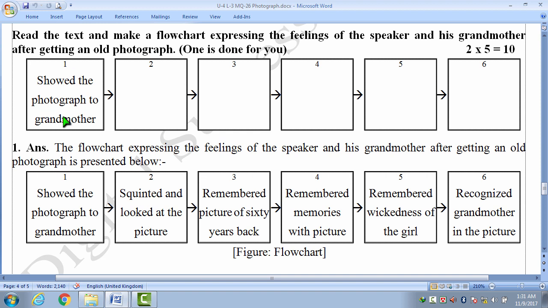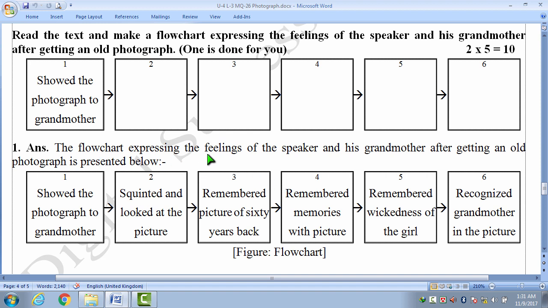In the first box, the teacher has given the information, showed the photograph to grandmother. অর্থাৎ প্রেডিকেট পদ্ধতিতে তথ্যটা দেওয়া হয়েছে। So আমরা আনসারটা সবগুলো লিখেছি প্রেডিকেট পদ্ধতিতে, but we have to remember that if we want to get full marks, then we have to overcome 3 stages successfully.